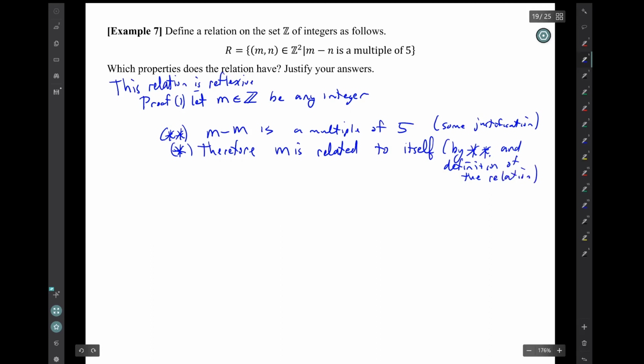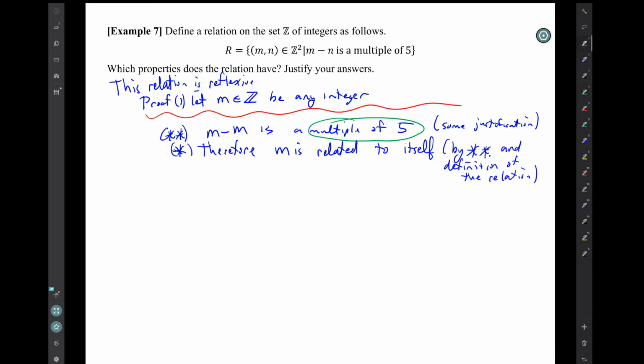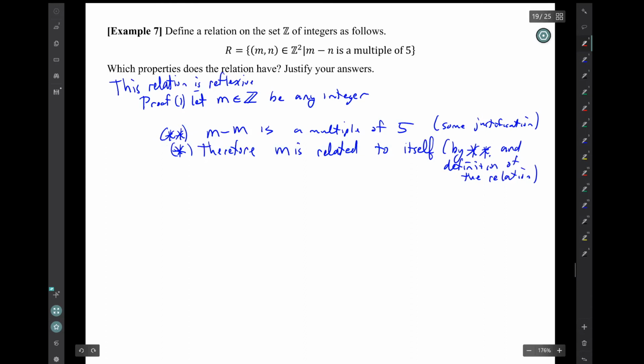Well, how do we prove that m minus m is a multiple of 5? Well, that's a defined expression as well. So we have to precede this statement. So we currently have this gap in our proof, but we know that this statement has to be preceded by an earlier statement. And that statement is going to be this.